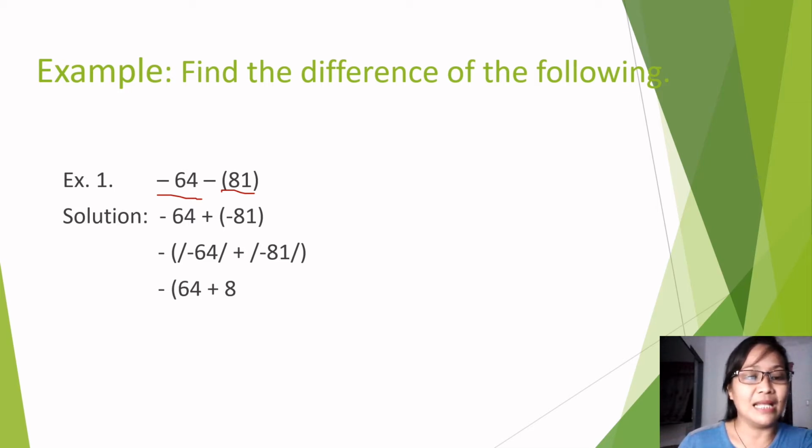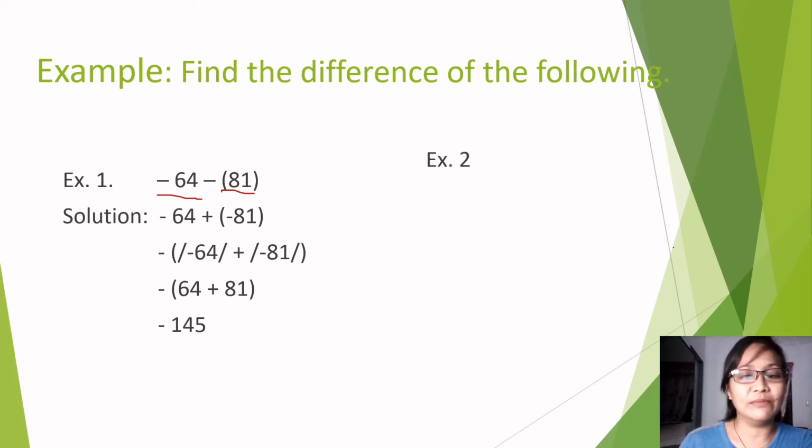Again, copy the negative sign and then absolute value of negative 64 is positive 64 plus the absolute value of negative 81 is 81. Then, of course, copy the sign negative and then 64 plus 81 is equal to 145.